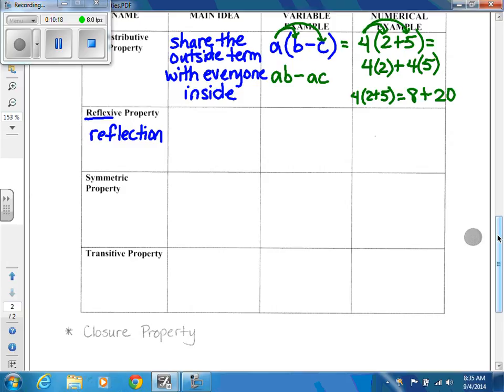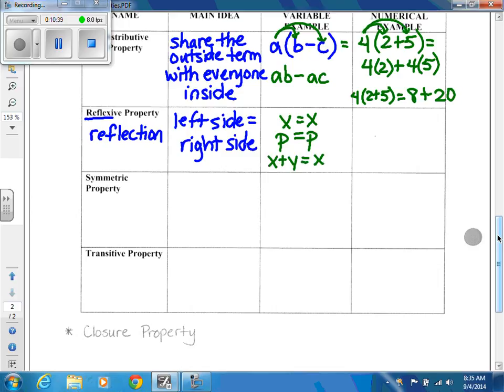So the easiest way to know this is that the left side of your statement has to equal the right side of your statement. This is one of the easiest ones to recognize, but you have to remember what it's called. So for a variable example, it could be as simple as x equals x, p equals p. Or you could even go as fancy as x plus y equals x plus y. Notice no order changes and everything's exactly the same on both sides.